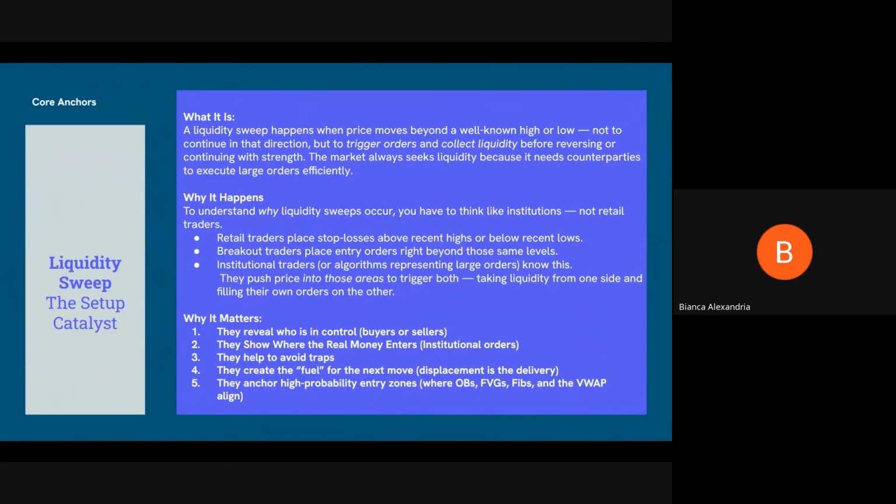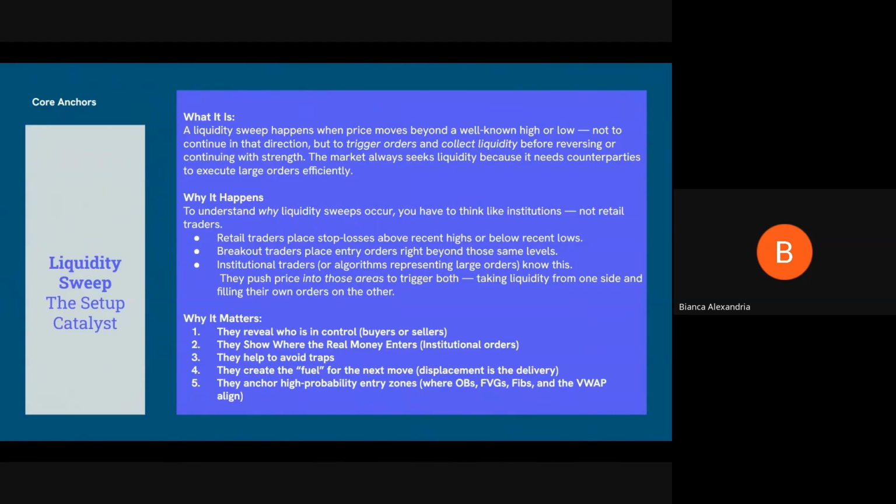All right. So sometimes liquidity can be taken from one side and it's filling their orders on the other side. And when I say their orders, I mean the actual institutions. The reason why this is important is that it reveals who's in control, the buyers or the sellers. It shows where real money enters, and I mean the millions and billions of dollars from these institutional banks, hedge funds, and things of that nature.